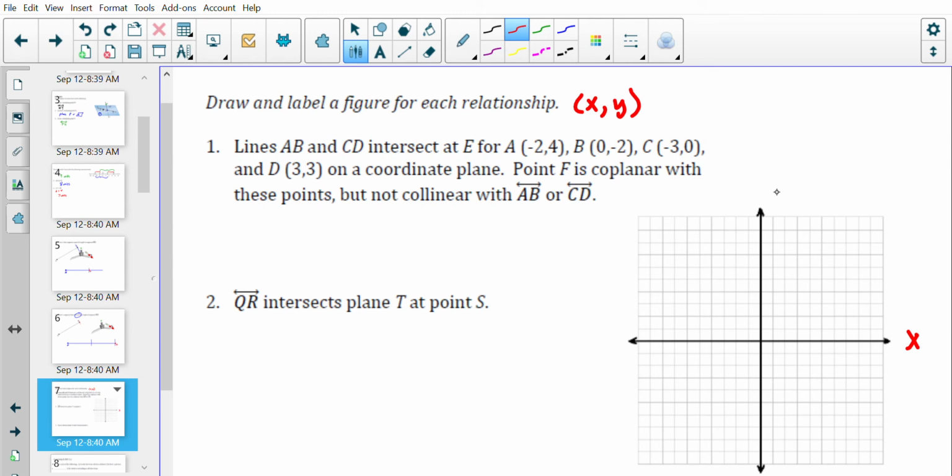X axis is always left and right. Y axis is always up and down. So point A is at negative 2, 4. So I go left 2 and up 1, 2, 3, 4. B is at 0, negative 2. C is at negative 3, 0. And D is at 3, 3.